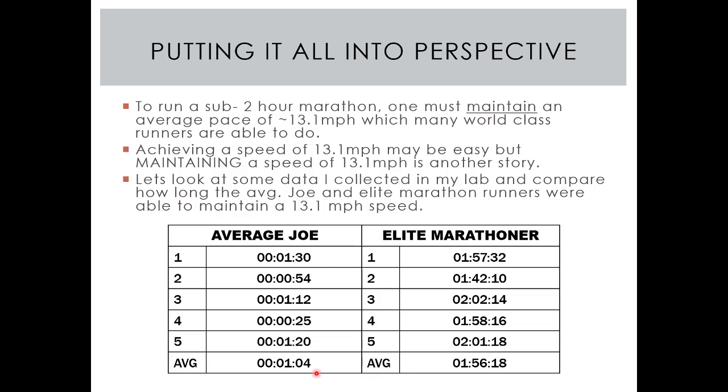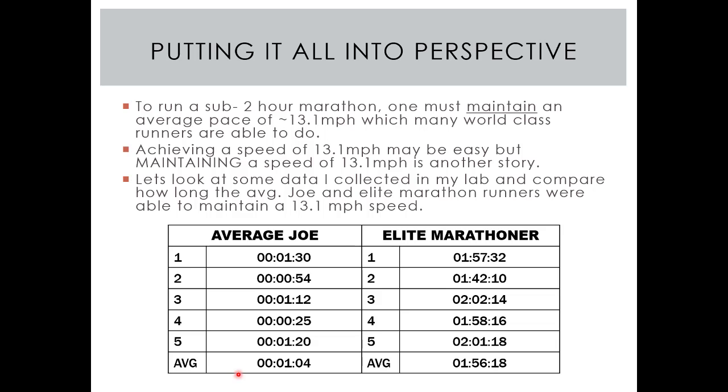The average Joe had to stop their test because of fatigue, which again was elicited by the hypoxic stress associated with the 13.1 mile per hour workload. Now remember, muscular endurance is about not only achieving a higher workload, but sustaining that workload. So yes, the average Joe can achieve the 13.1 mile per hour workload, but can they sustain it? No, they cannot. They didn't have good endurance at 13.1 miles per hour.